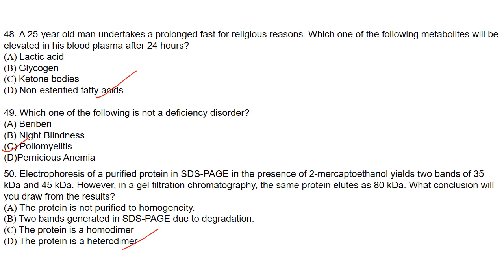A 25-year-old man undertakes a prolonged fast for religious reasons. Which one of the following metabolites will be elevated in its blood plasma after 24 hours? So after fasting for around 24 hours, glycogen stores are depleted, causing the body to utilize energy stores from adipose tissue and protein stores. So next to be used, followed by glycogen depletion, is the triglyceride stores in adipose tissue. So triglycerides are separated into free fatty acids and glycerol that the liver respectively converts into ketone bodies and glucose.